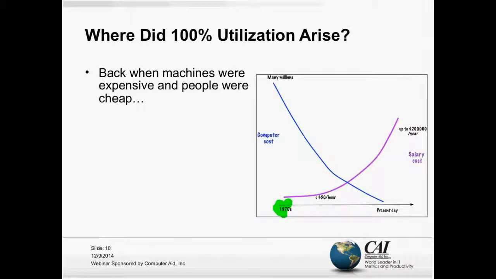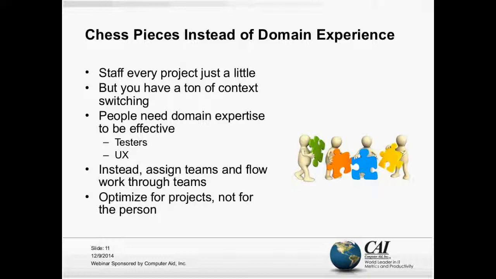I already said that one of the problems with the way we used to think about people was that we had chess pieces, right? We thought that we could move people like chess pieces instead of getting domain expertise. And back when you thought you could do that, that's another management myth. That meant that you could staff every project just a little bit so that you always had projects staffed in scarcity. And the problem with staffing projects in scarcity is you never have enough people to actually finish everything. You can't finish anything at all. And then you have a ton of context switching.